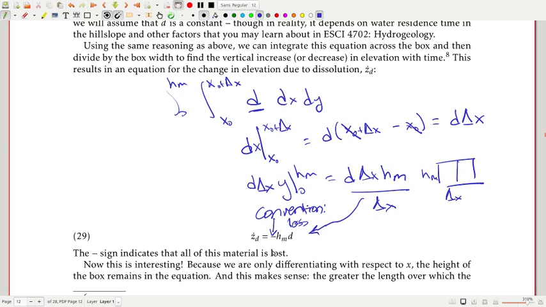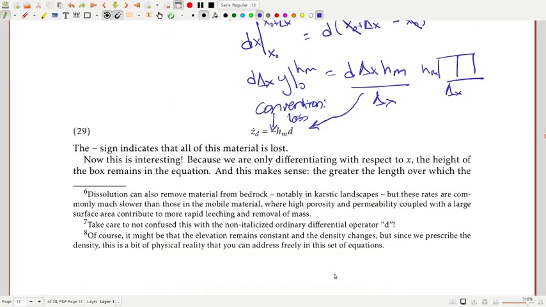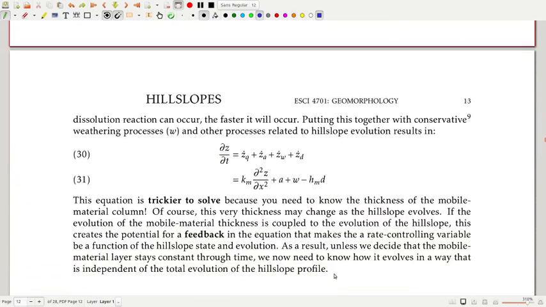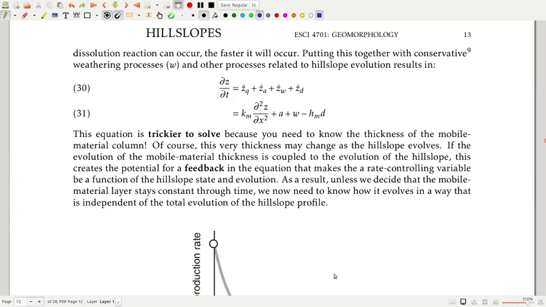So interestingly here, because we're only differentiating with respect to x when we're thinking about this delta x term and trying to make sure that we're thinking about just this small limited box area, the height of the box remains in the equation. So what does that mean? What that means is that if the box is taller, there's a greater length over which dissolution might take place, and therefore this process might become more important if we have more mobile material. Of course, it also just depends on what the dissolution rate is, and that could also be related to how thick the total soil column is.